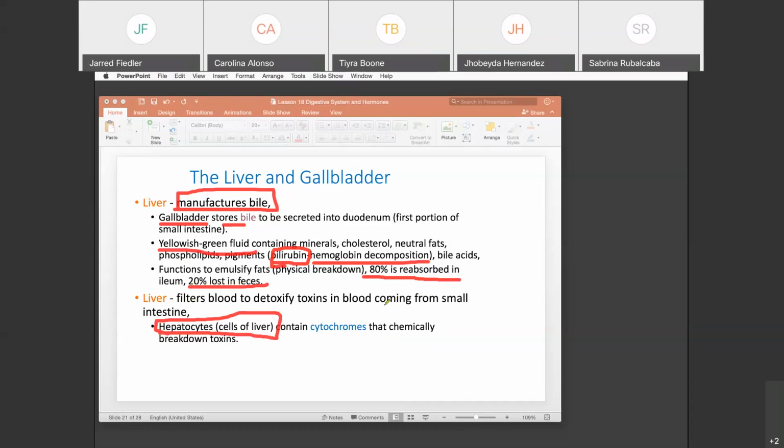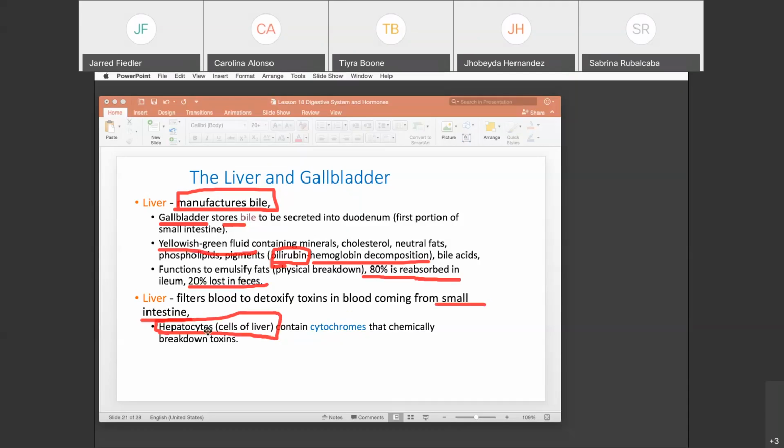Now, guys, what's the other organ that detoxifies blood? There's another organ that does this. Yeah, the kidneys. You need to know that. The liver and also the kidneys, one of their functions is to detoxify toxins coming from the blood. However, with the kidneys, we're not looking at the blood coming from the small intestine.